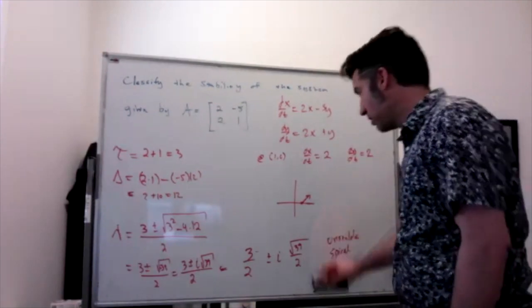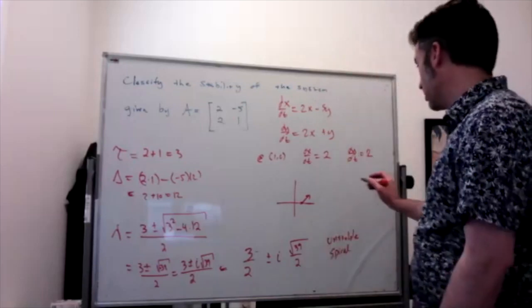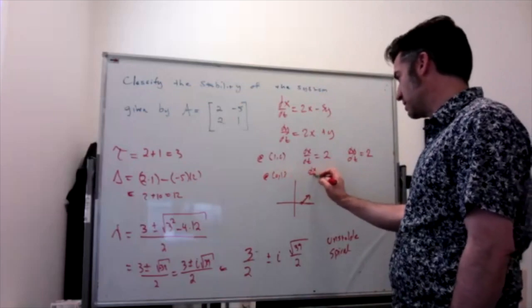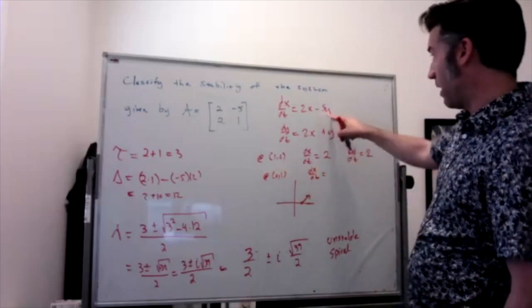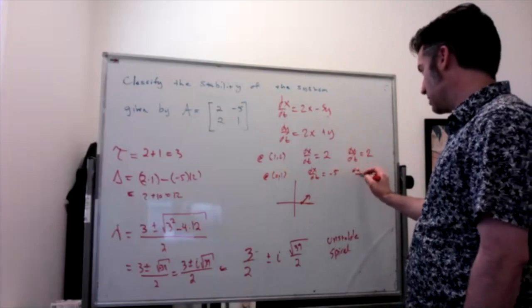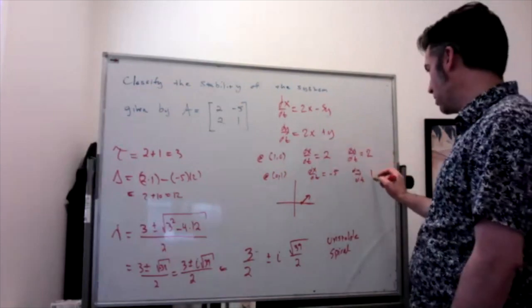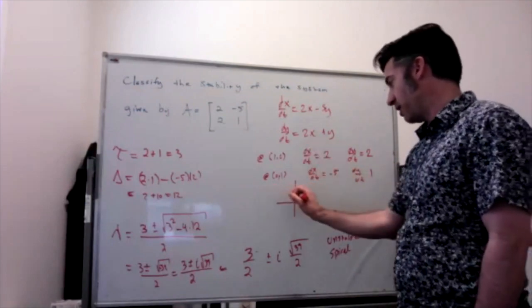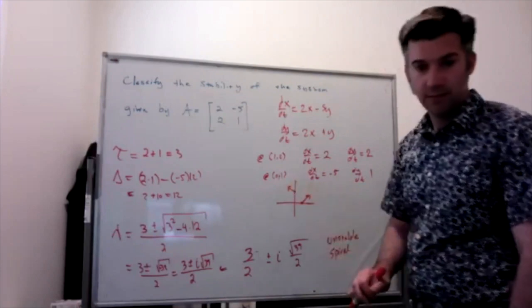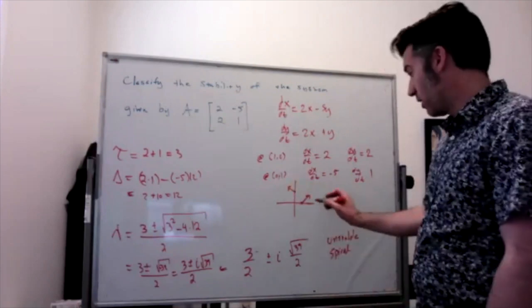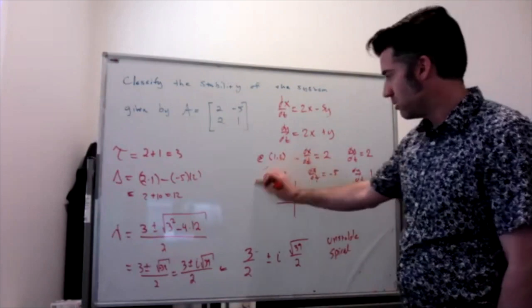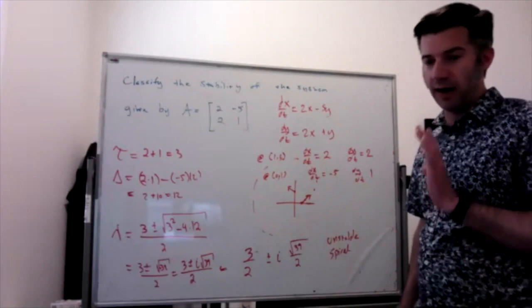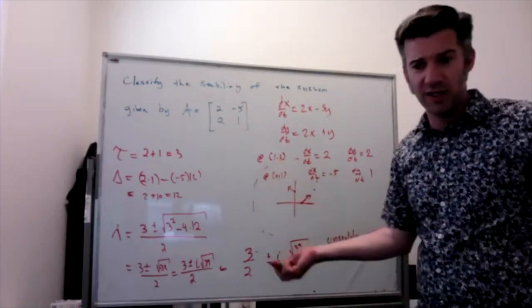Let's plot another point, say (0, 1). I get dx/dt equal to -5 and dy/dt equal to 1. So I'm going left and up, more left than up. So I'm kind of going like that. So to me, this is looking like we're definitely going to be going counterclockwise.